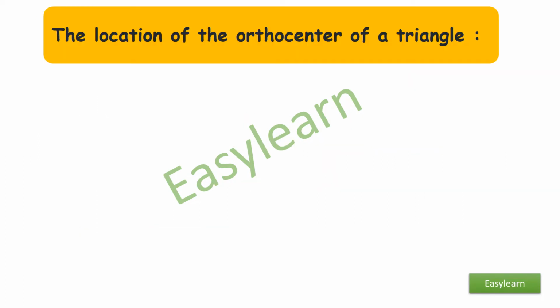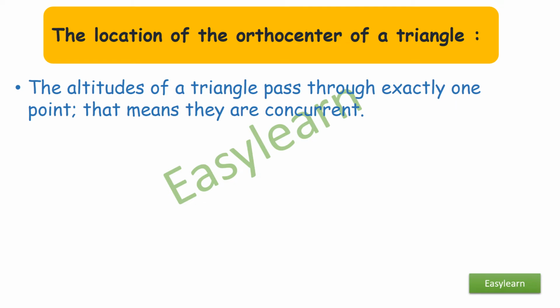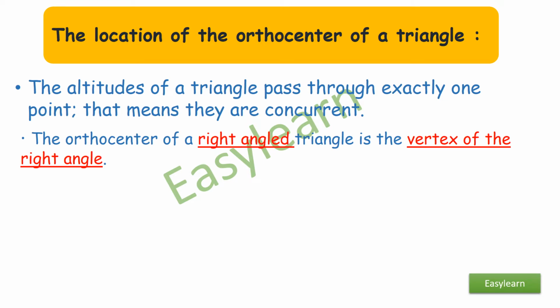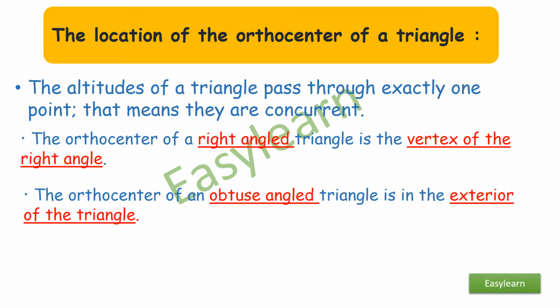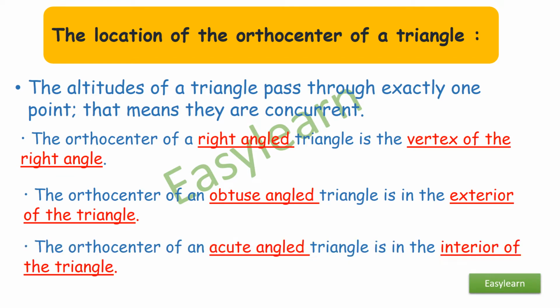The location of the orthocenter. The altitudes of a triangle pass through exactly one point. That means they are concurrent. The orthocenter of a right angle triangle is the vertex of the right angle. The orthocenter of an obtuse angle triangle is in the exterior of the triangle. The orthocenter of an acute angle triangle is in the interior of the triangle. Now all these three types of constructions we are going to see in our next video, and the link will be shared in the description box.